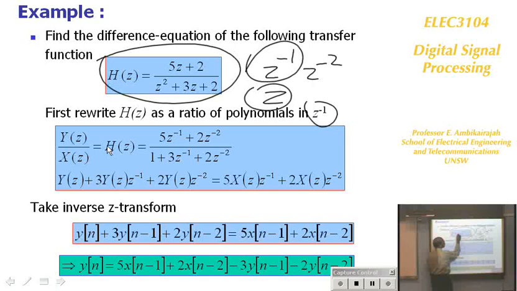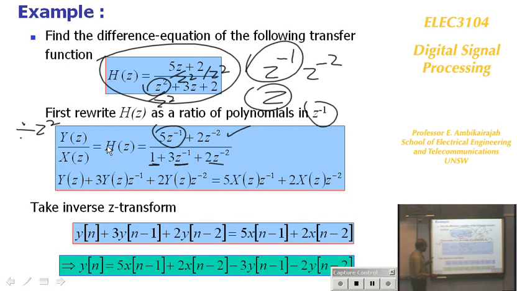When you do that, divide everything, the polynomial, by z squared, what will happen? If you divide this by z squared, you will get 5 z to the minus 1. Divide this by z squared, you get 2 z to the minus 2. Divide this by z squared, you get 1. Divide this by z squared, you get that and that. Now that polynomial, that transfer function, is in the correct form that we want.